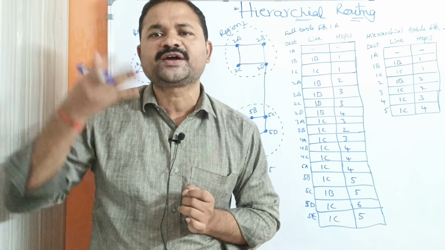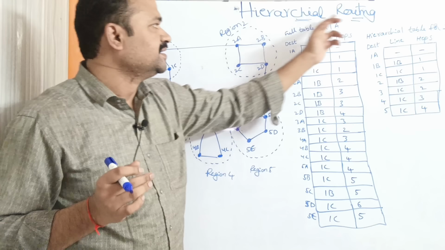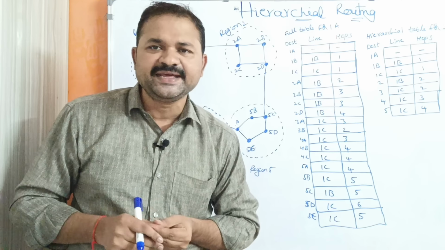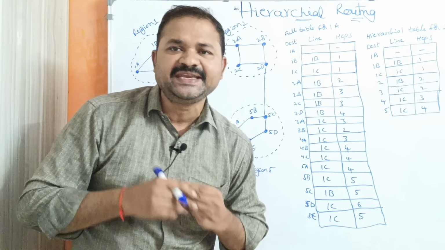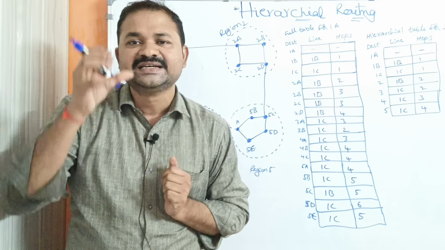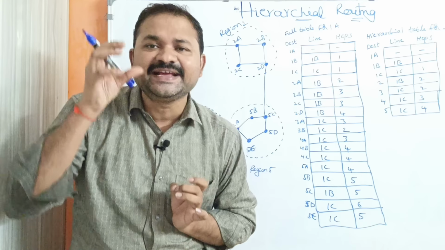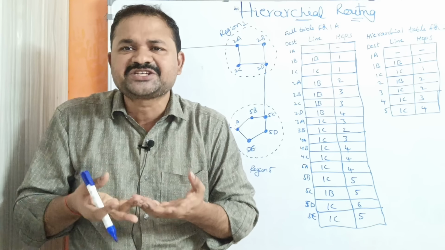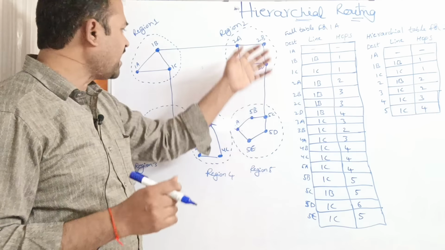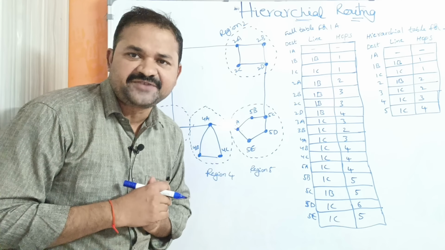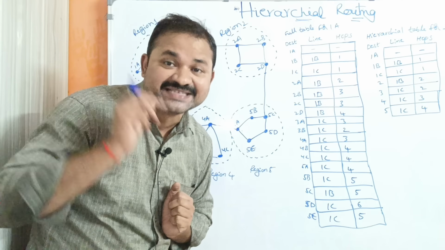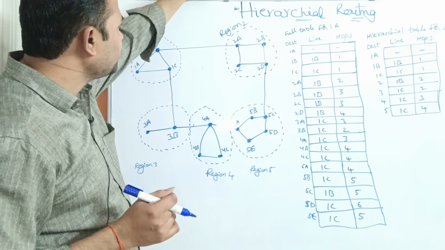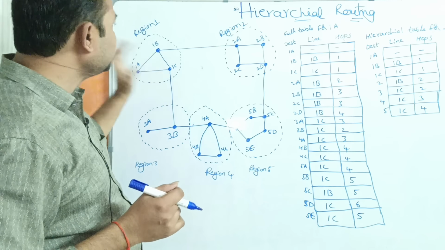So in order to overcome this problem, we are using hierarchical routing. In this approach, the network is divided into various regions, where each region is a subnet. That means a region contains a collection of routers. So here we have a big network, and this network is divided into 5 regions. This is region 1. Region 1 contains 3 routers such as 1A, 1B and 1C.